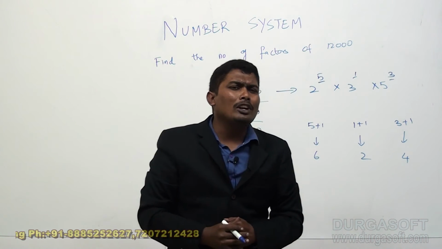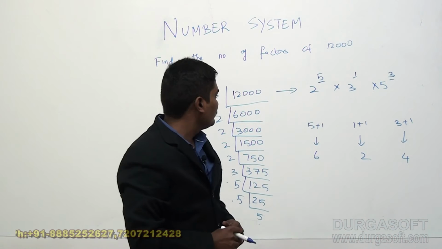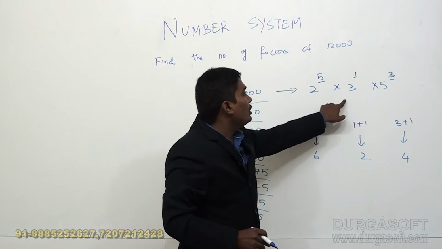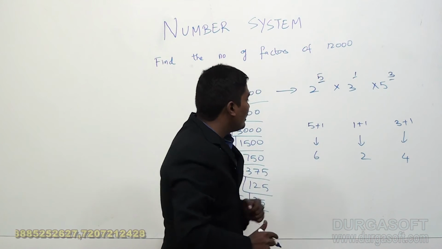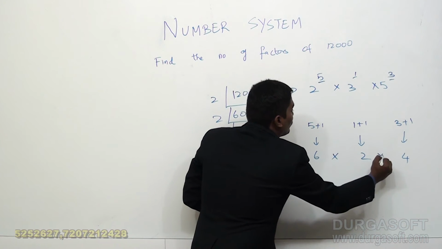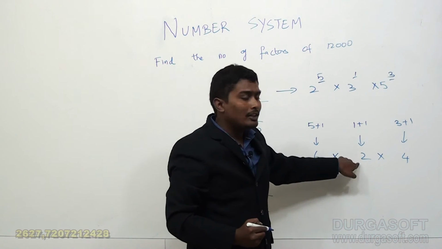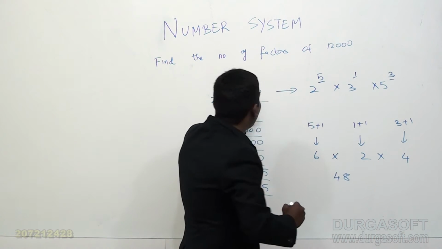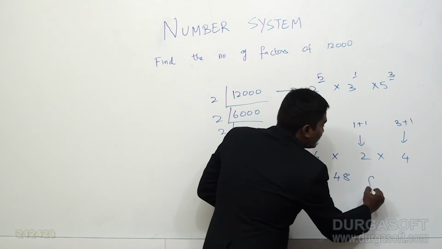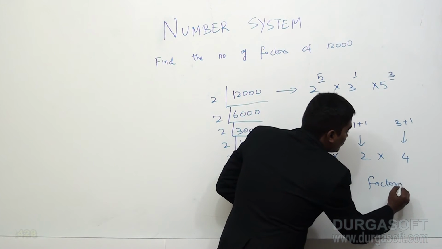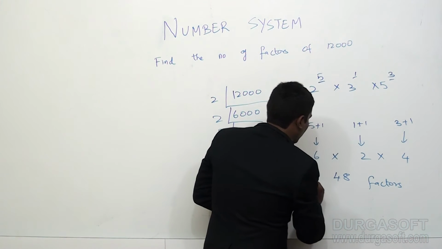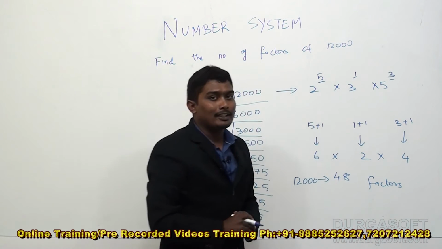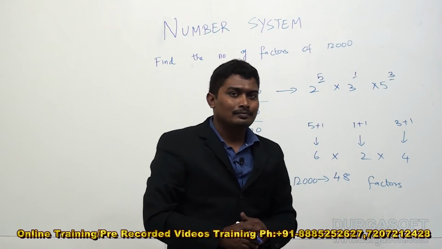So now the total number of factors for this number, so 2 power 5 into 3 power 1 into 5 power 3, it will be given with 6 into 2 into 4. So 6 2s are 12, 12 4s are 48, which means the number 12,000 has got 48 factors. So this will be the answer.